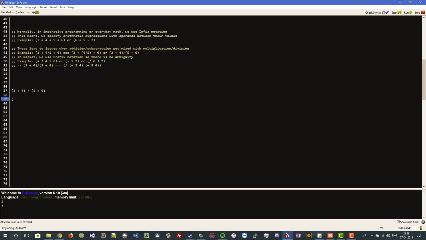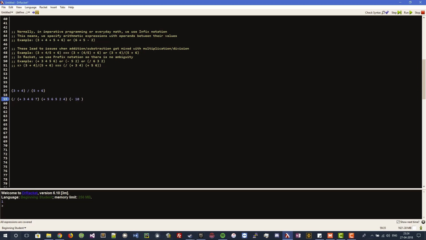So we're dividing the sum of 3 and 4 by the sum of 5 and 6. Using prefix notation, it's so much clearer. And I could add a bunch more terms over here, and there's never going to be any ambiguity regarding what the order of this division is. And maybe I can add a bunch more terms here.